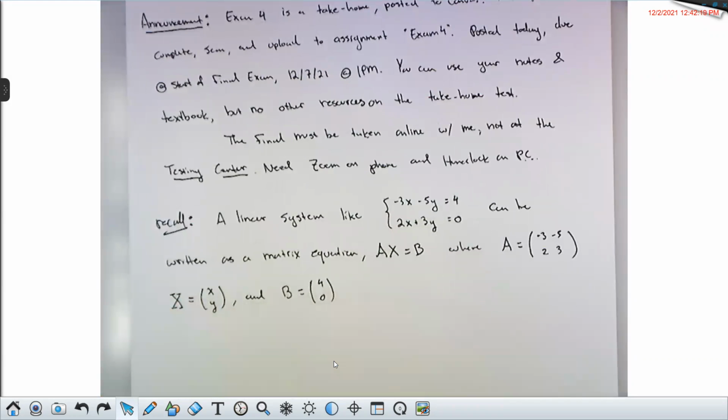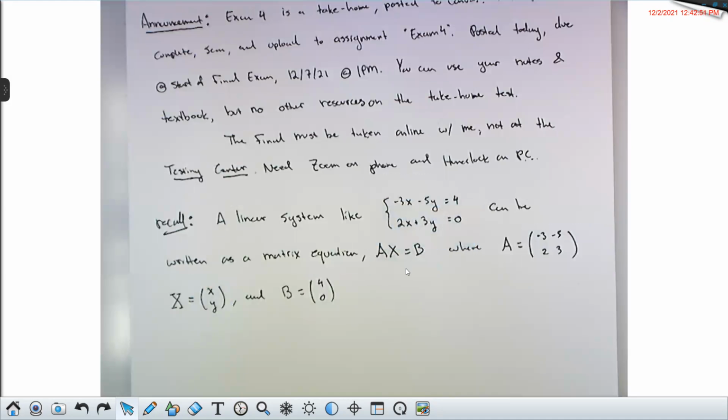We saw last time that if you write out this matrix equation, this matrix times this matrix equals this matrix, and you go ahead and do the multiplication, A times X, you get a 2 by 1 whose first entry is this, and whose second entry is this. So in order for those to be equal, you would need negative 3x minus 5y to be 4 and 2x plus 3y to be 0. In other words, this equation really is equivalent to the original system.